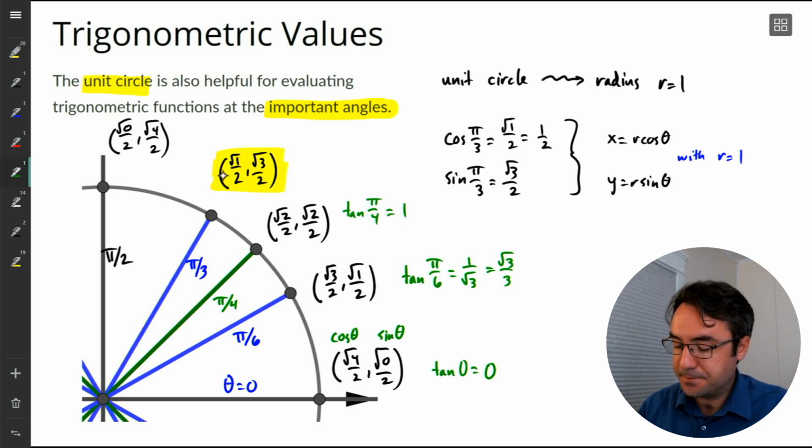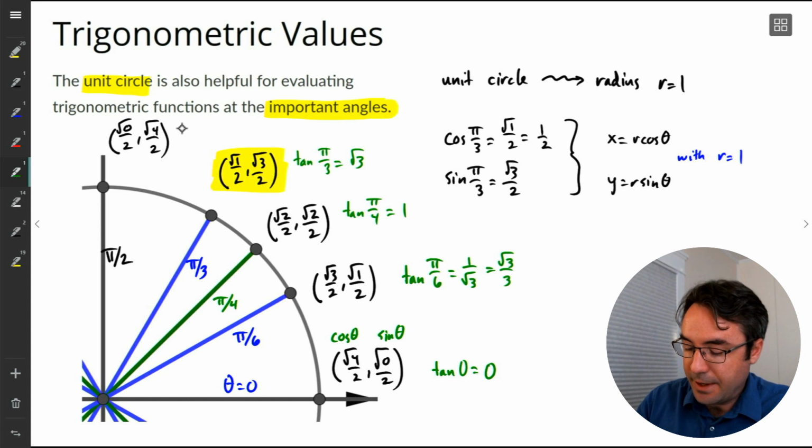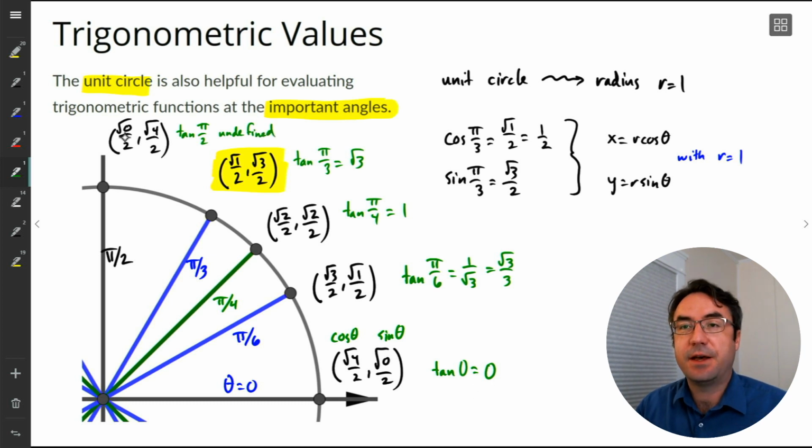And then for pi over 3, tangent of pi over 3 would be square root 3. And then tangent of pi over 2 is undefined, since the x value is 0 and y divided by 0 would be undefined.